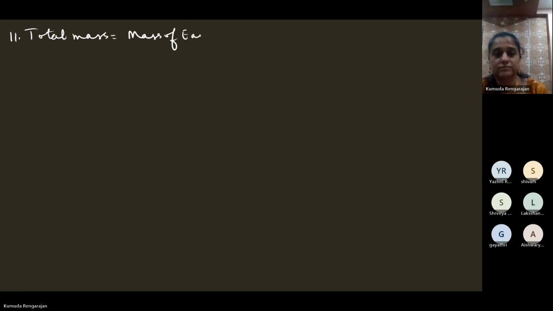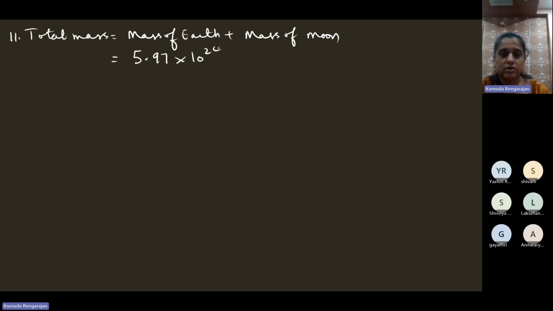So to find the total mass, you need to add the two expressions. Total mass is equal to mass of Earth plus mass of Moon. Mass of Earth is 5.97 into 10 to the power 24 plus Moon is 7.35 into 10 to the power 22.